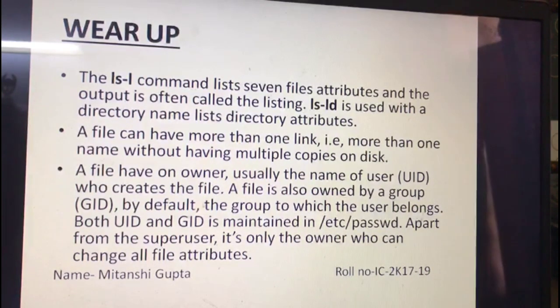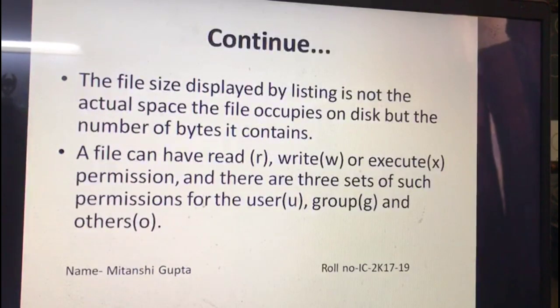Now coming to the third, a file has an owner, usually the name of the user, which is the UID, who creates the file. A file is also owned by the GID, by default the group to which the user belongs. Both UID and GID are maintained in /etc/passwd. Apart from the superuser, it's only the owner who can change all file attributes. Now moving to the fourth point, the file size displayed by the listing is not the actual space the file occupies on disk but the number of bytes it contains.